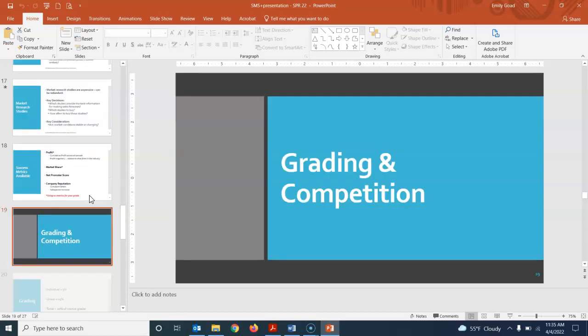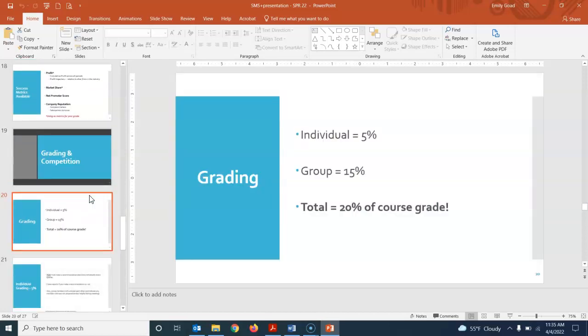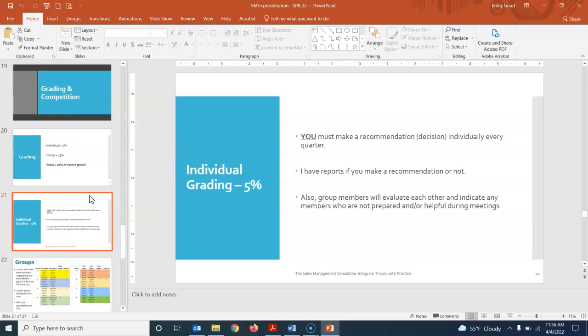You mentioned grading, so let's talk about that. You are graded both individually and as a group. Together, that's 20% of your course grade. Individually, that 5% is from you making a recommendation. I forget what the terminology is. It's recommendation or suggestion. Individually in your simulation.